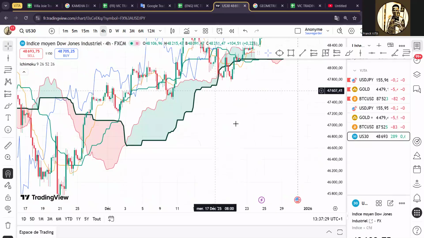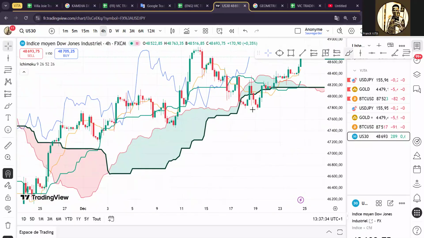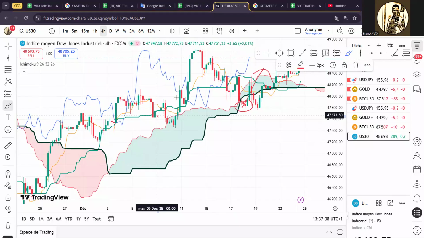Like when you're on the 4 hour like this, see how when we touch SSB, the trade went to the upside. When we touch Kijun, the trade goes to the upside. So every setup touch is a reversal.